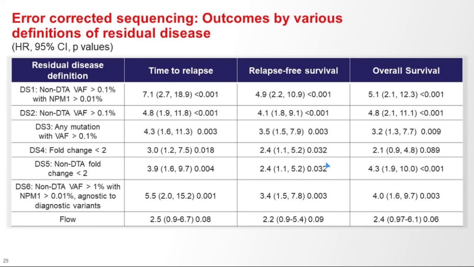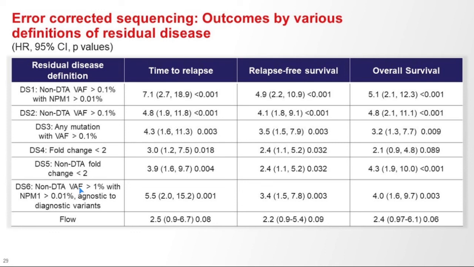You can call mutations in various ways. You could say you have to have a variant allele frequency over some defined cutoff. You can say detection of any mutation. You could say with DTAs, without DTAs. Since this was exploratory, we did these by 6 different definitions of how you would call a mutation positive. And here's the flow. For flow alone, looking at time to relapse, relapse-free survival, and overall survival, flow positive is associated with a relative risk of relapse of twofold. The definition that performed best in our hands was non-DTA mutation with a variant allele frequency of 0.1, but an NPM1 of greater than 0.1. This is kind of the ELN definition. Compared to flow, you see a pretty dramatic increase, with an odds ratio of 7-fold for time to relapse, 5-fold for relapse-free survival, and 5-fold for overall survival.